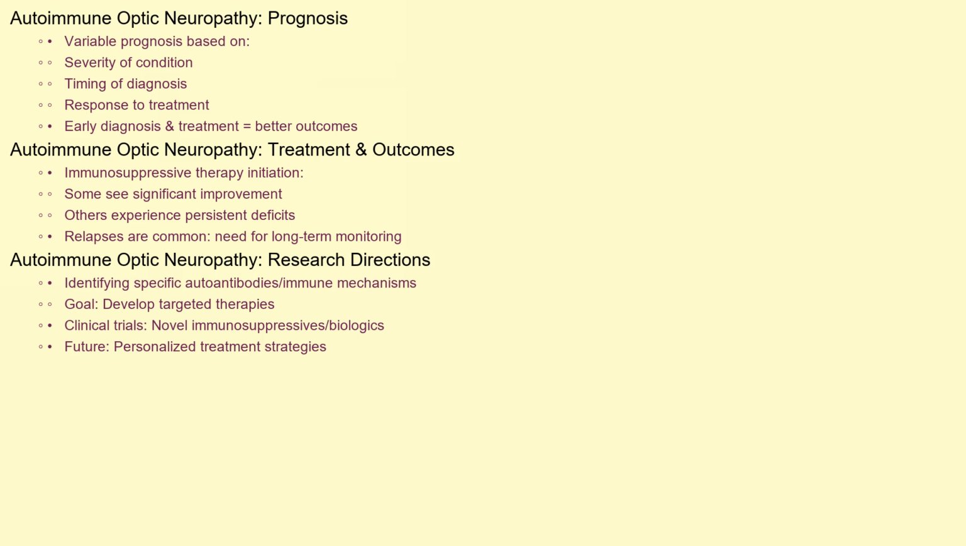Recent research is focused on identifying specific autoantibodies and immune mechanisms involved in autoimmune optic neuropathy to develop more targeted therapies. Clinical trials are investigating the use of novel immunosuppressive agents and biologic therapies to improve treatment outcomes and reduce side effects. Future research holds promise for developing personalized treatment strategies based on individual patient characteristics and immune profiles.